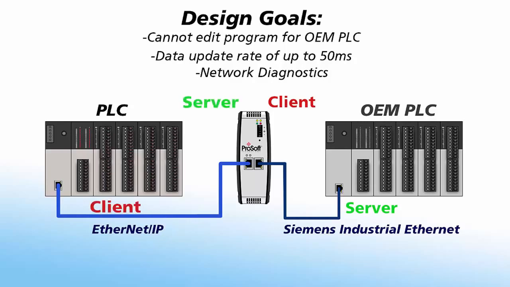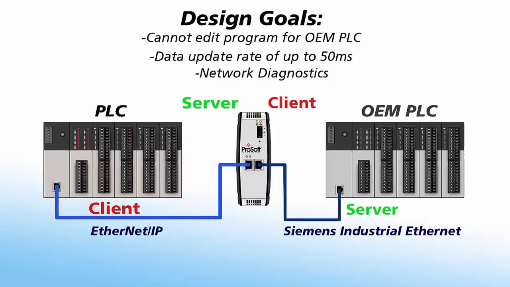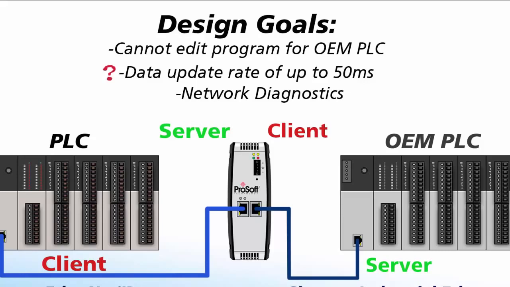Like before, we could use message instructions in our PLC, acting as a client to communicate to the gateway as a server. But our Ethernet IP communication speeds will be dependent on the timing of the PLC's ladder code and any other Ethernet IP communications that may be going on. Getting data transfers in under 50 milliseconds could be difficult.